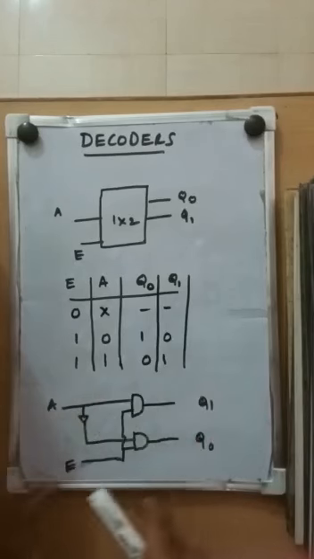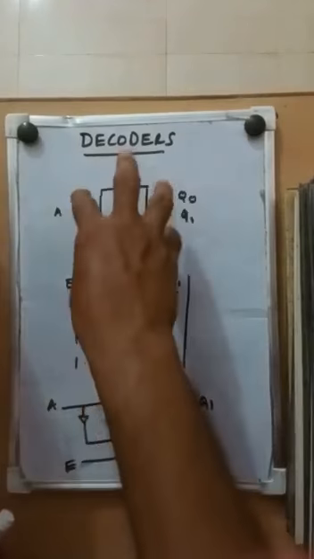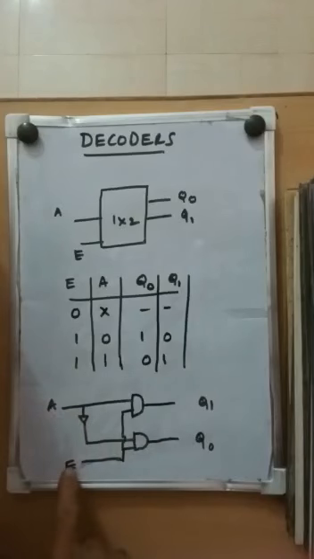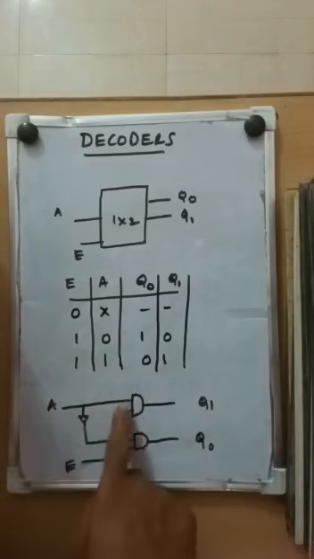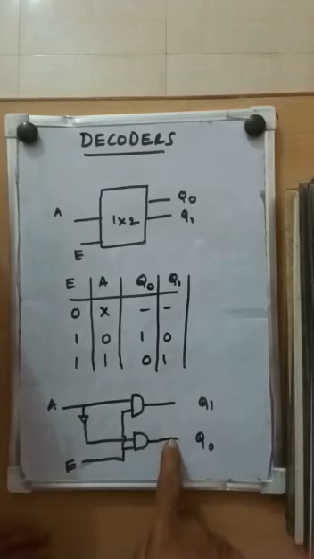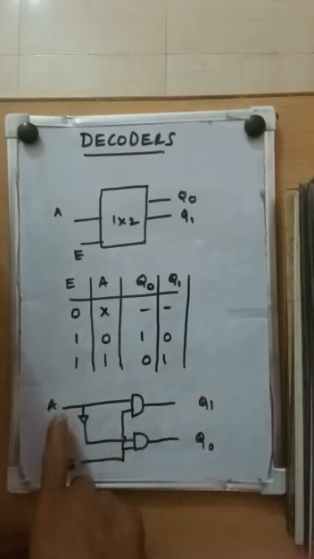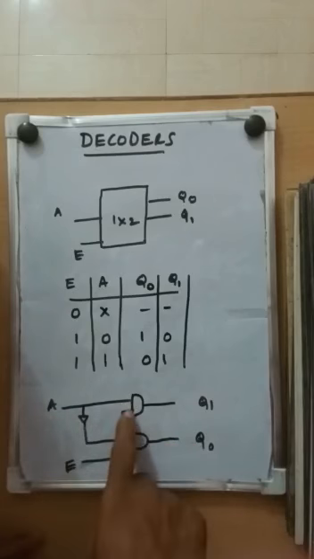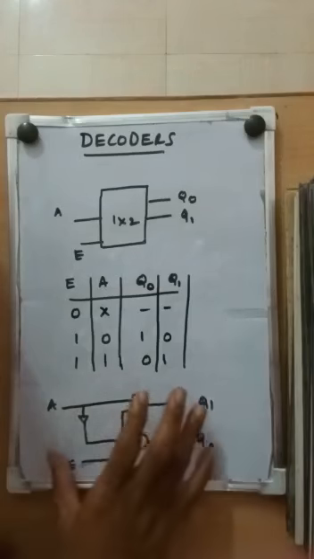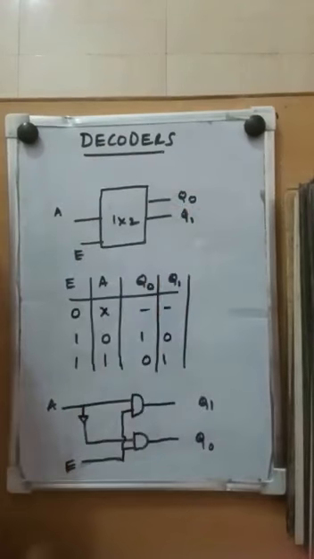See the internal diagram. Since it is a black box, this circuit is contained inside it. Here is A and here is enable. The enable pin is directly given to one input of the AND gate, and the other input is connected directly for one gate and inversely for the other. If A is equal to 0 and enable is 1, the output is 1, and definitely Q0 is selected. Similarly, if A is equal to 1 and enable pin is 1, by the property of the AND gate, Q1 is selected. This is the circuit inserted in the black box.